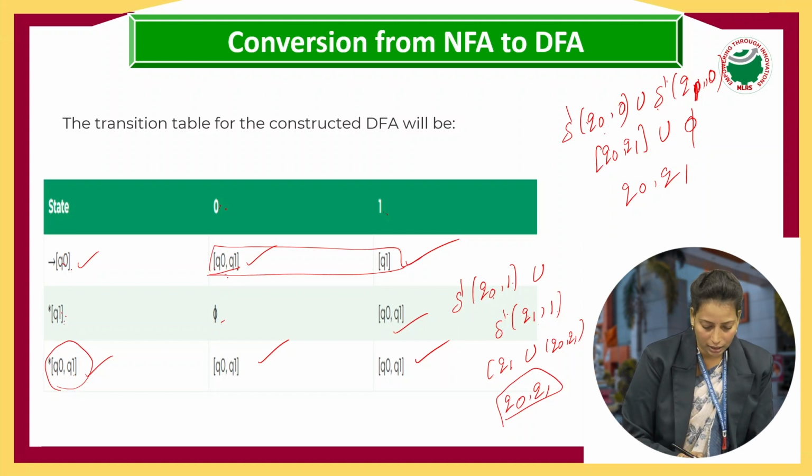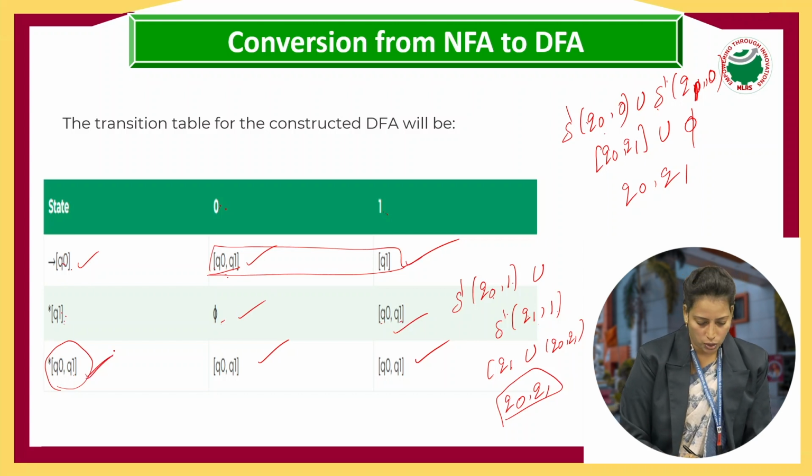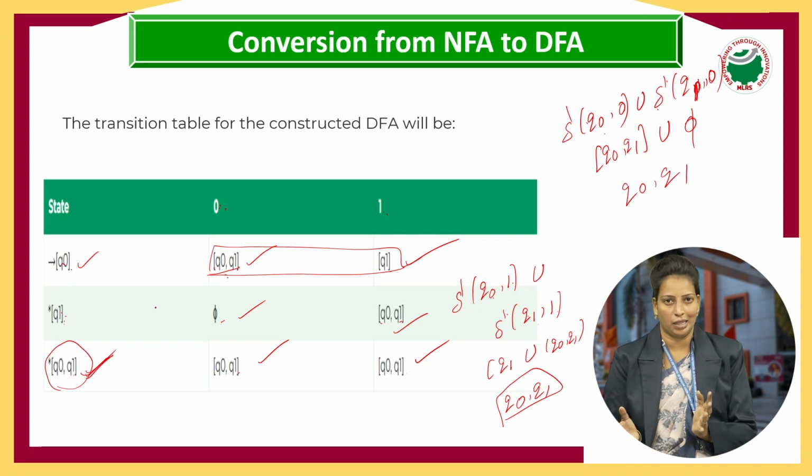So observe any other next state. That means we do not consider the null state as a next state. Q0 Q1 is already over. There is no other next state.